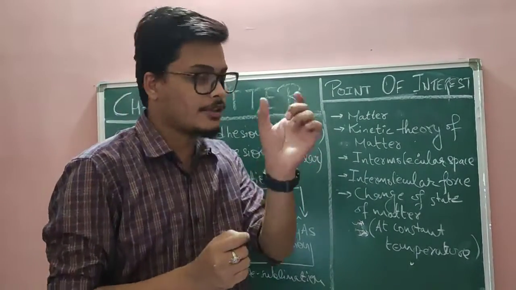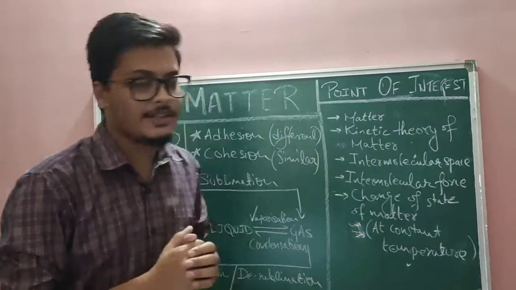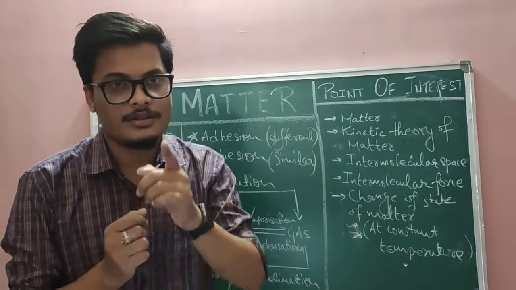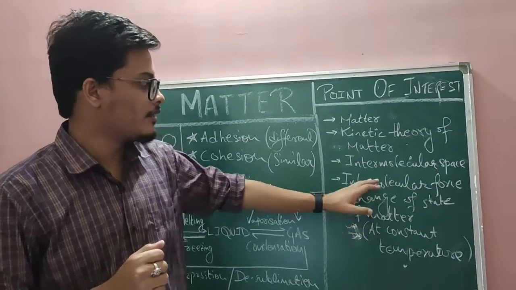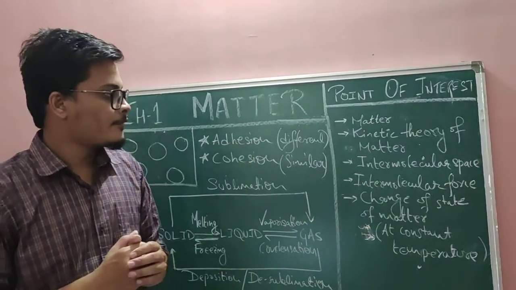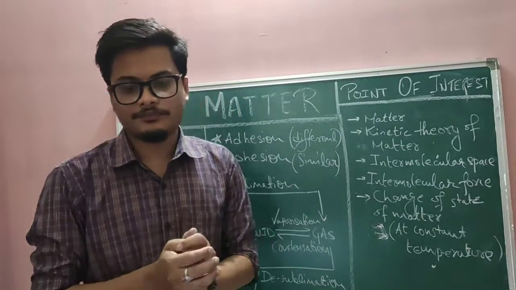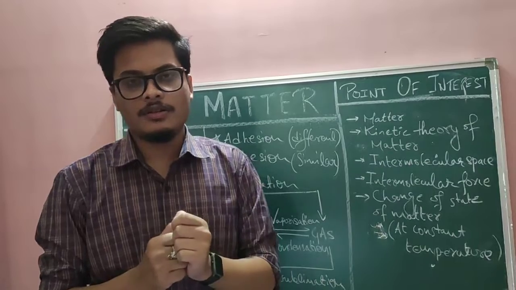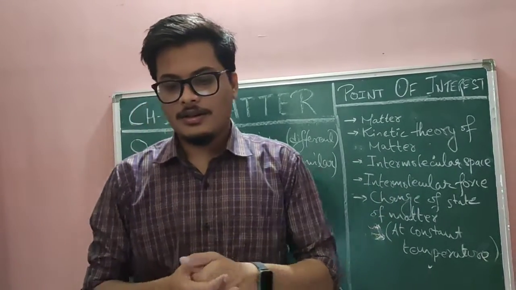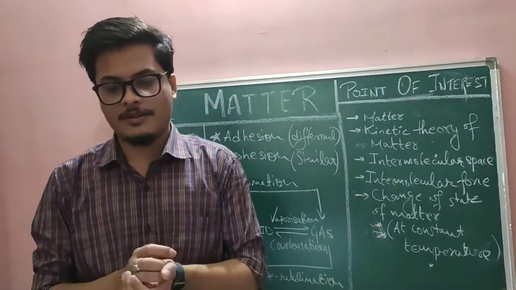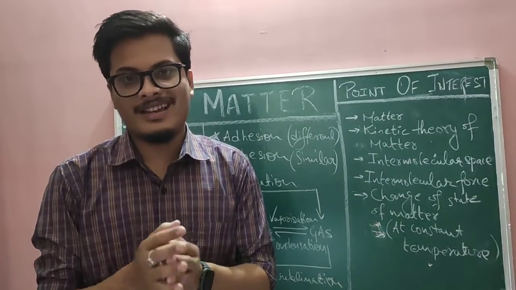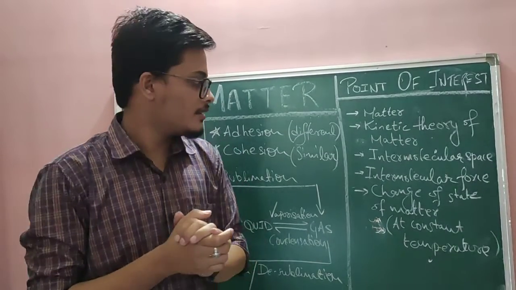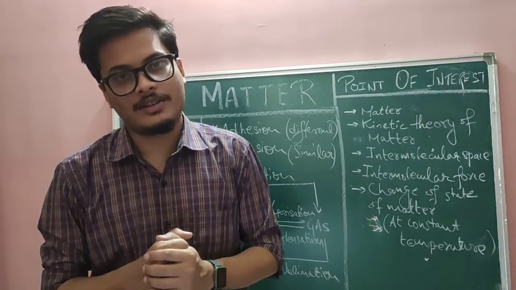We call that particular space intermolecular space. What is intermolecular space? The space between the molecules is called intermolecular space. I'm going to discuss more further regarding this. Okay. Note down the next point. Molecules of a given substance have space between them called intermolecular space. Next, molecules of a given substance attract each other with a force called intermolecular force of attraction.